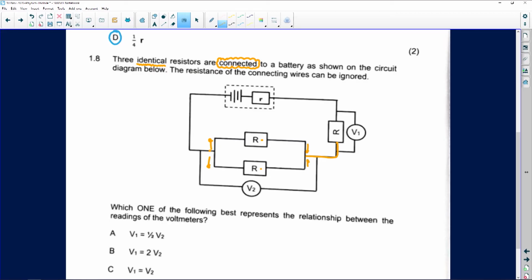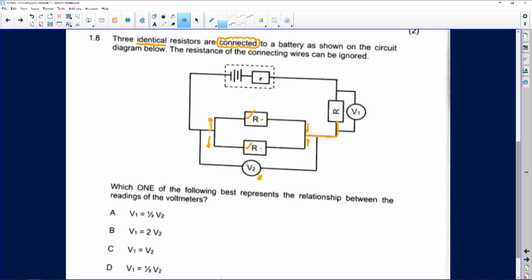Now we know that resistors in parallel are current dividers, and the potential difference will be the same. Resistors in series, the current will be the same, but then they are potential difference dividers. Something to also remember, that the reading in voltmeter 2 will be the same for this one and for this one. So already I've looked through all my possibilities.